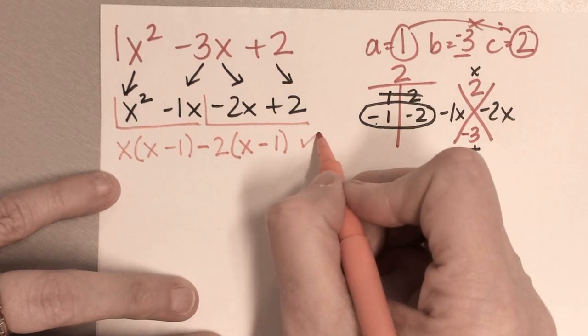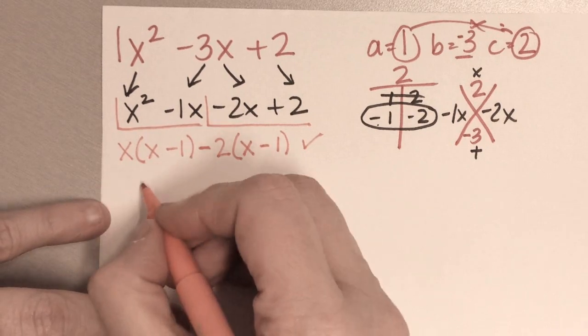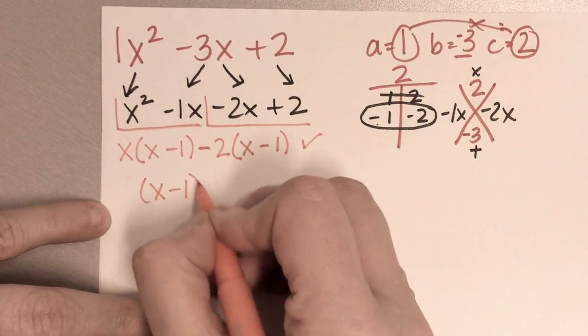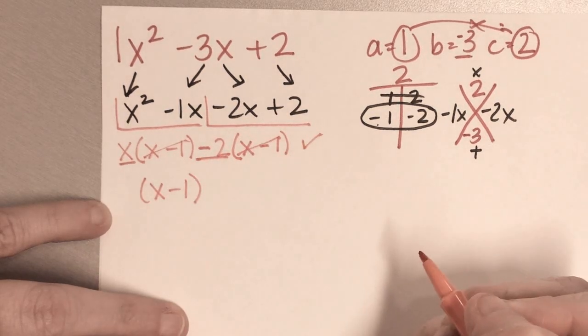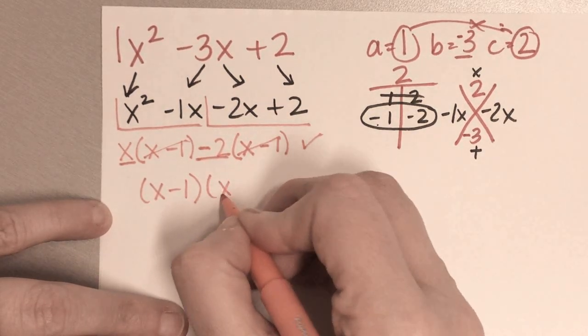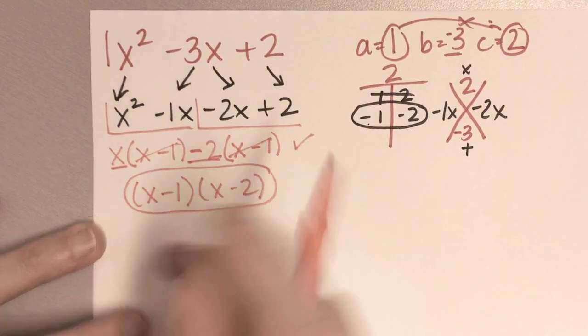And since I've got the same thing, I know I did it right. Same thing in the parentheses. So again, I write down what's in the parentheses, x minus 1, cross it off, and then I underline what's left. That becomes my second factor, and that's my answer.